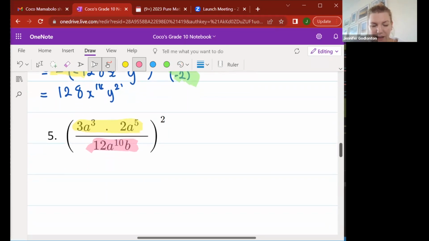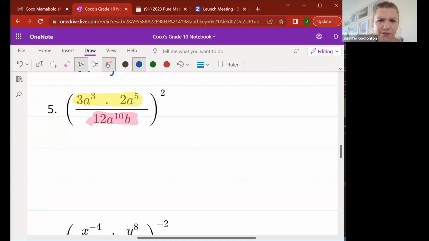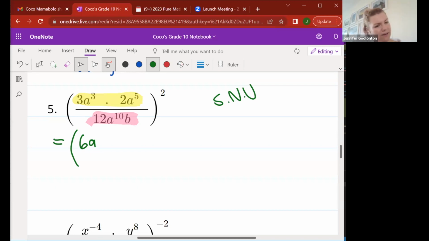Okay, so if I'm looking at my numerator over here, remember signs, numbers, variables. We can first look at our numbers. We've got 3 times 2, that's 6. And what would my a's be on my numerator? If I have a to the power of 3 times a to the power of 5, what is that going to become? A to the power of 8, great. Oh, I rhymed. Over 12, a to the power of 10, b.